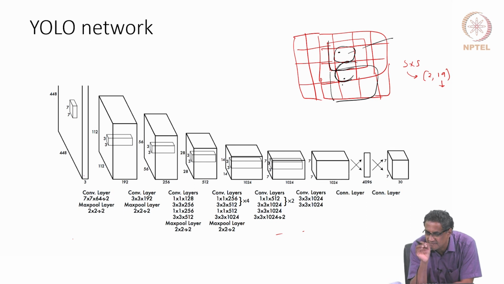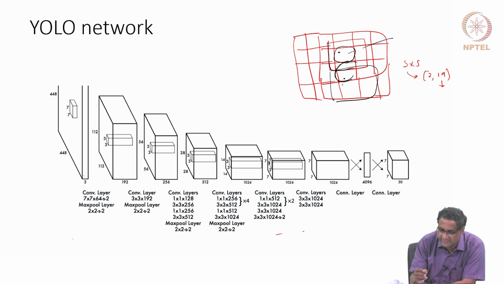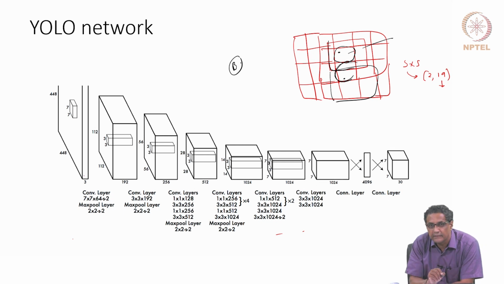Then, just like you had anchor boxes there, for each grid cell you can think about different shapes of bounding boxes. Let's say the number of bounding boxes is B per cell. This is again a hyperparameter. You can choose it as five or whatever.